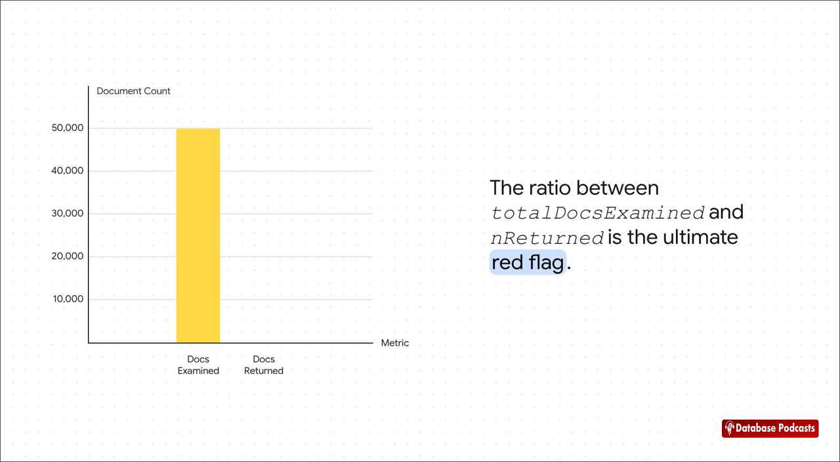When you see a chart that looks like this, sirens should be going off. This is a massive red flag. Look at that. To get just 5 documents back, the database had to sift through 50,000. That is an incredible amount of wasted work. We're asking it to do thousands of times more work than it should have to.